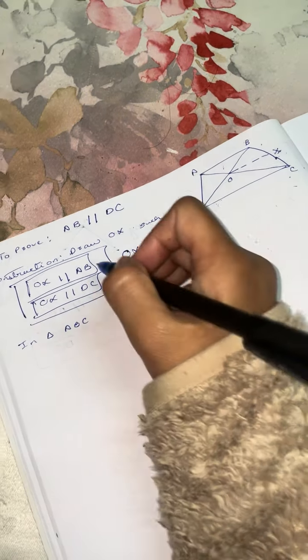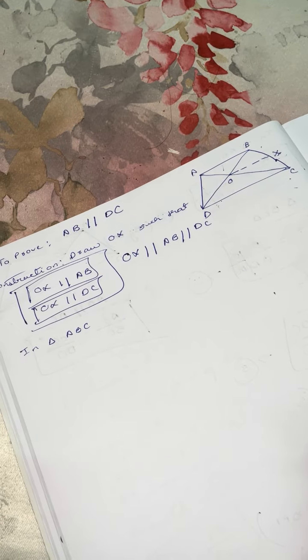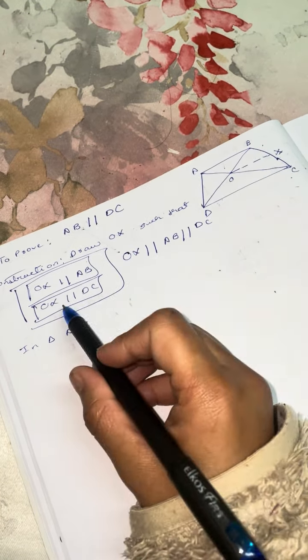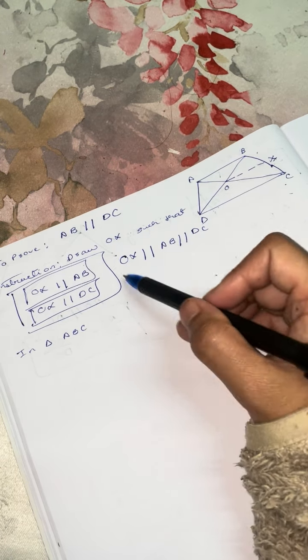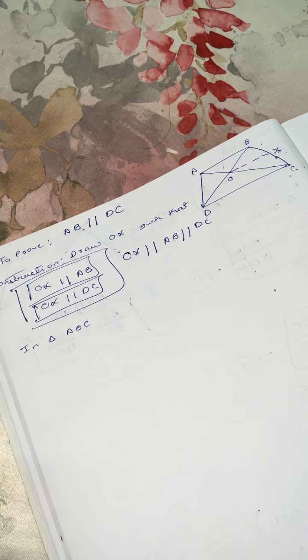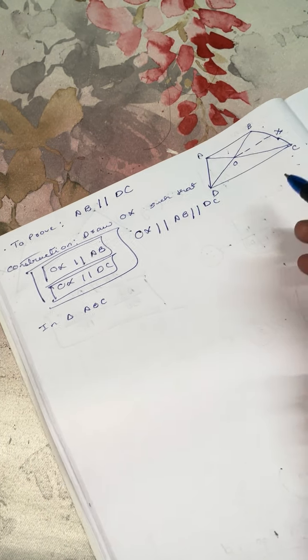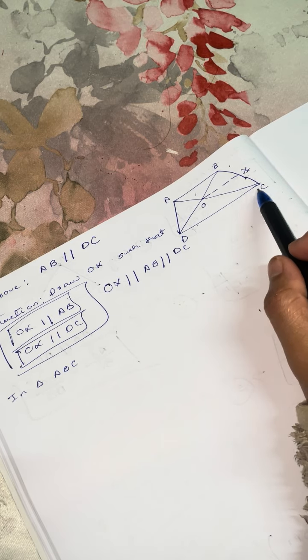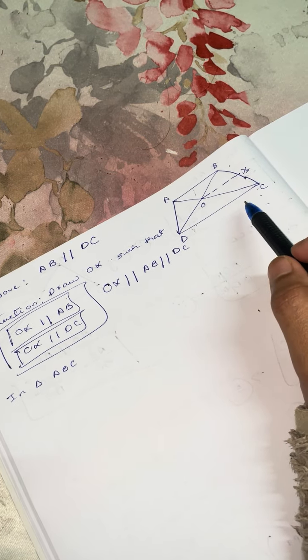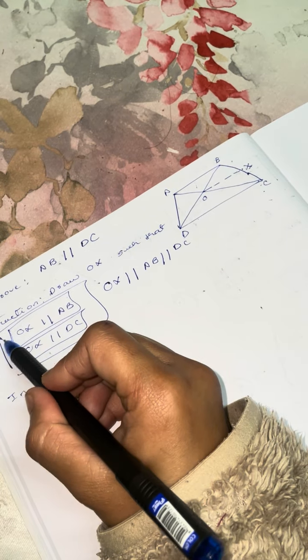Why? In simple terms, it means the same thing. We could write it either this way or that way. They are parallel. Okay, so we make a triangle ABC where OX is parallel to AB. Let us call this number 1.